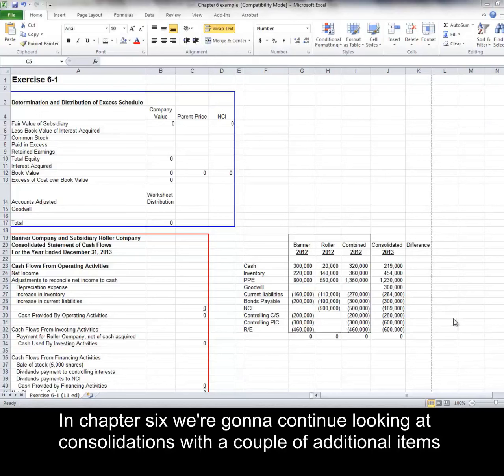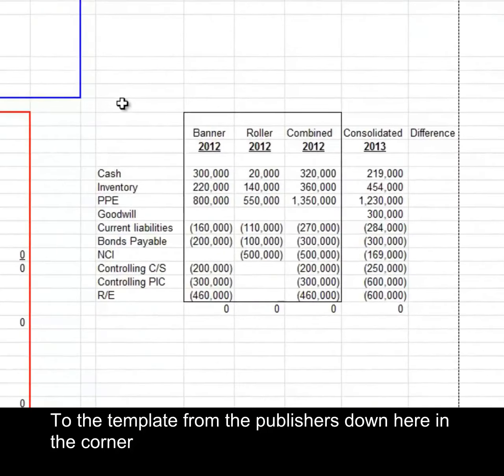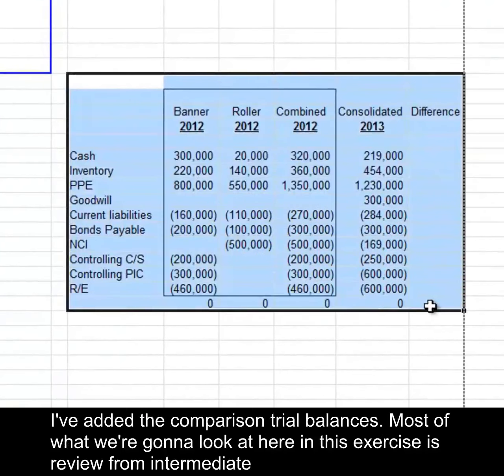In Chapter 6, we're going to continue looking at consolidations with a couple of additional items being cash flow and the impact of taxes. We'll start off with cash flows using exercise 6.1. To the template from the publishers down here in the corner, I've added the comparison trial balances.